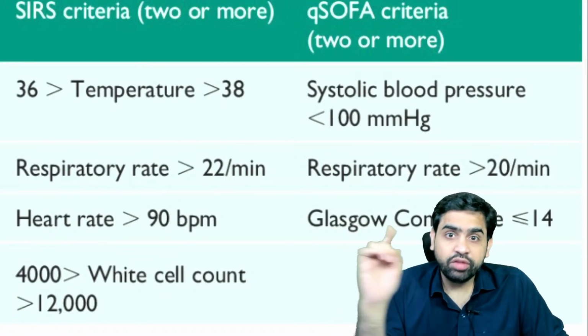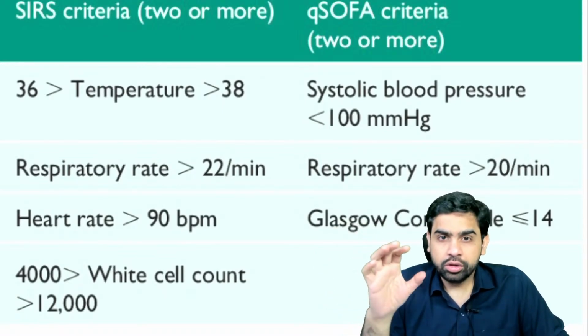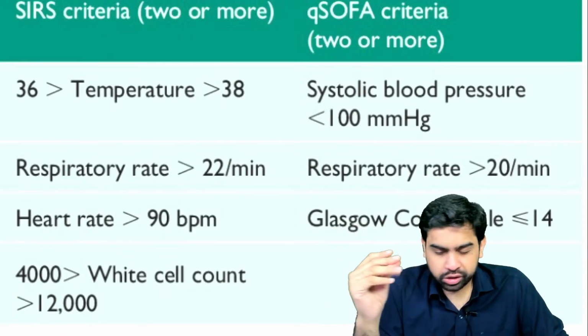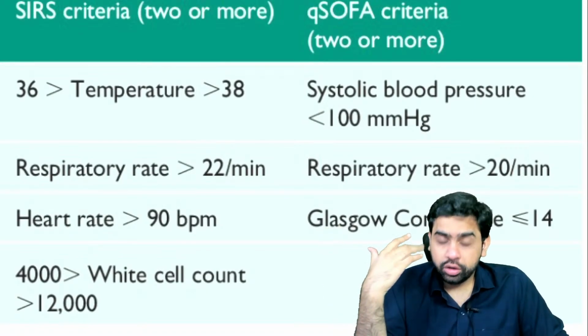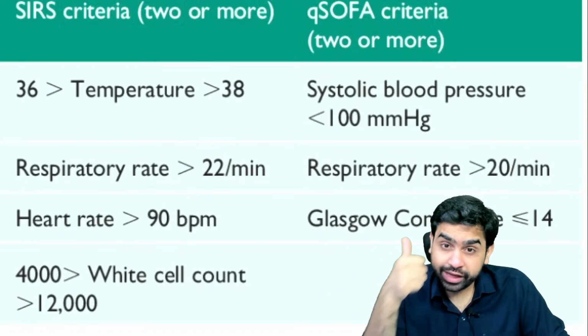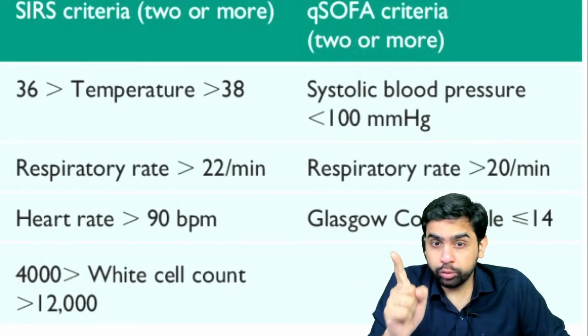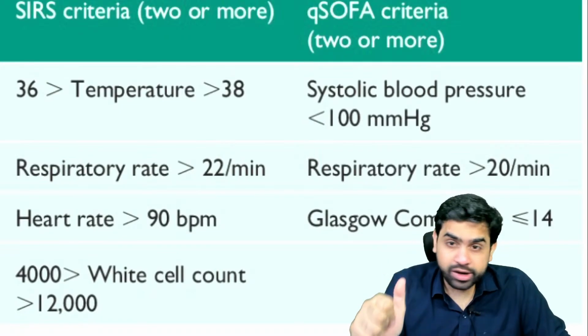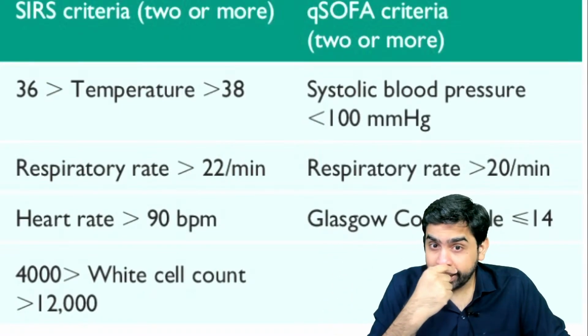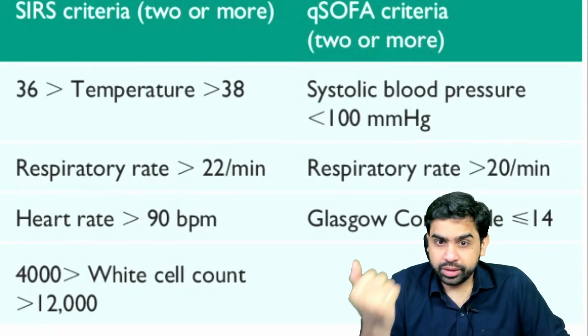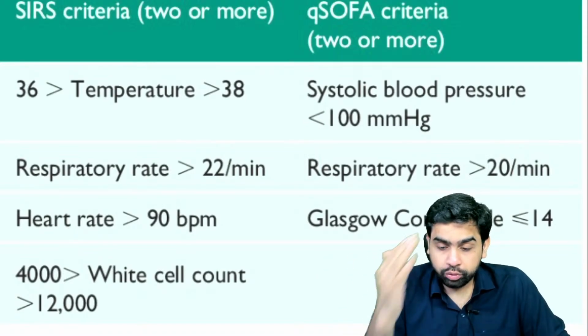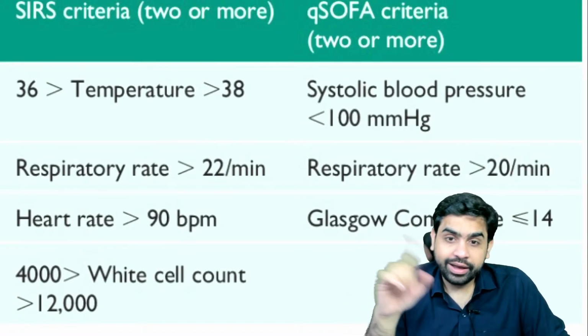Okay, then we have a Q SOFA. What is this particular Q SOFA? This is a quick SOFA sepsis assessment. The components of this are systolic blood pressure less than 100 millimeters of mercury. Please do not mess up. It's not less than 90. Then respiratory rate more than 20, I just told you. And the GCS, the Glasgow Coma Score, which we can calculate to assess the mental status of the patient, that is less than or equal to 14.